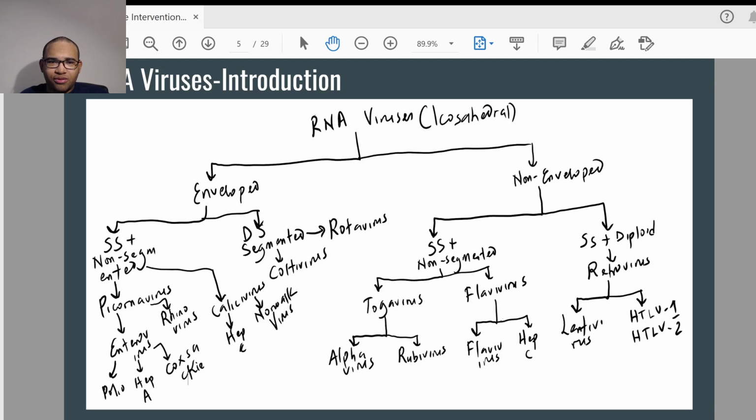And then under the non-enveloped viruses, we also have, again, the positive sense, diploid. And there we have the retroviruses, right? So lentivirus is there, like HTLV1 and 2, right? Those T-cell lymphotropic viruses, they're all there.